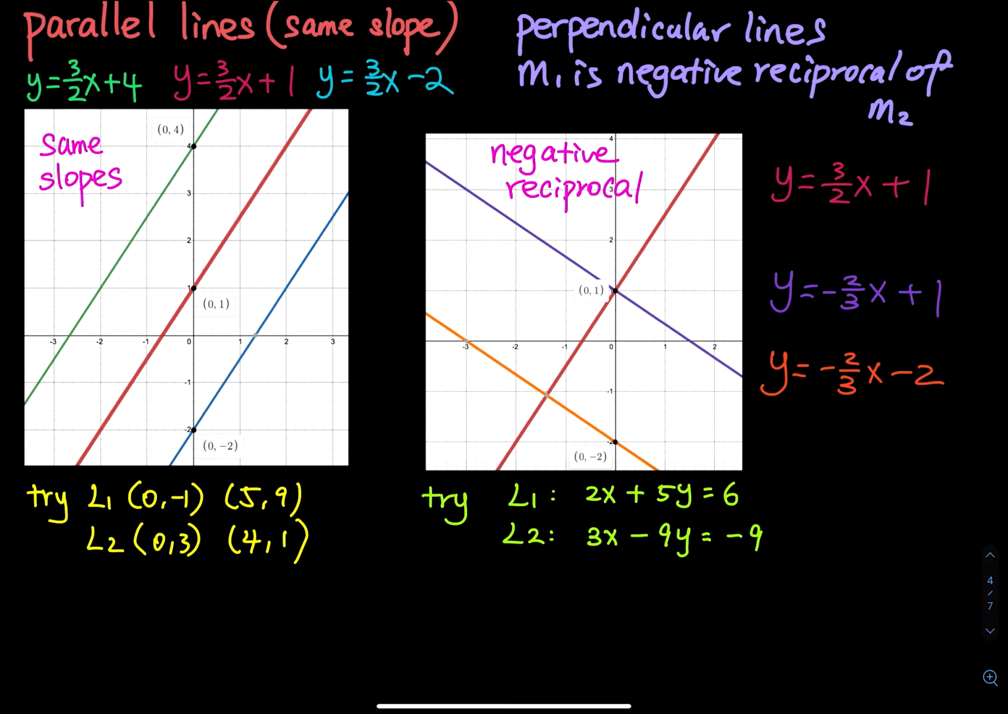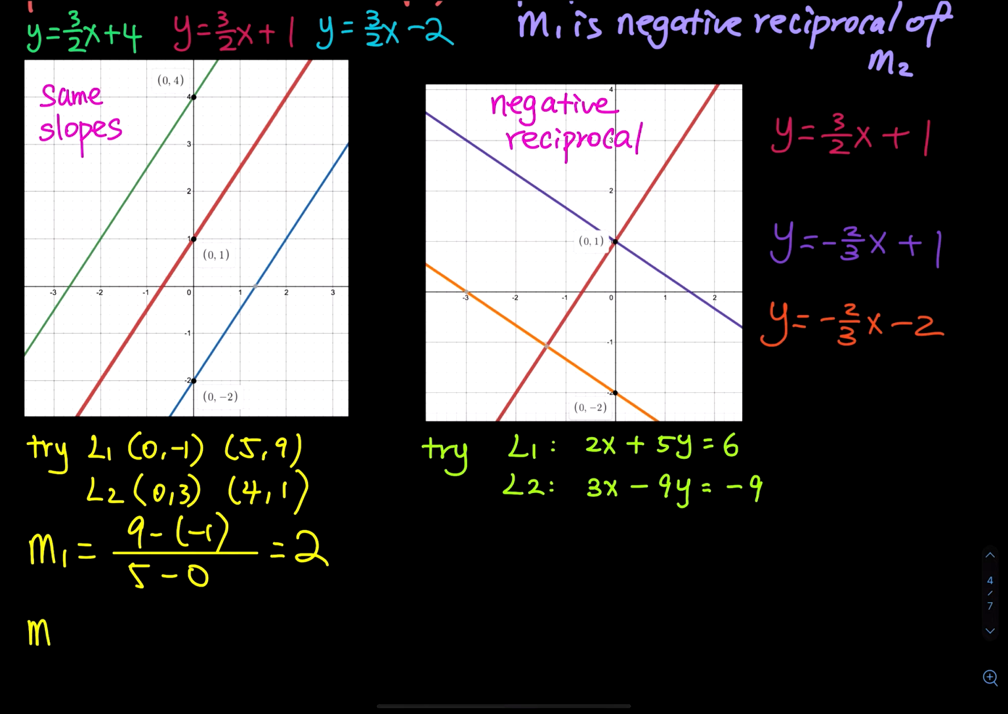So the way we do this is we calculate the slope. So m1 equals y2 minus y1, so that will be 9 minus negative 1, divided by 5 minus 0. So this is 10 over 5, right? Which equals 2.